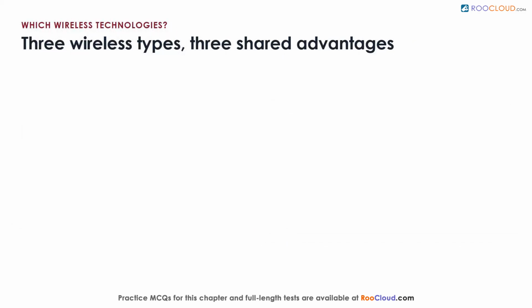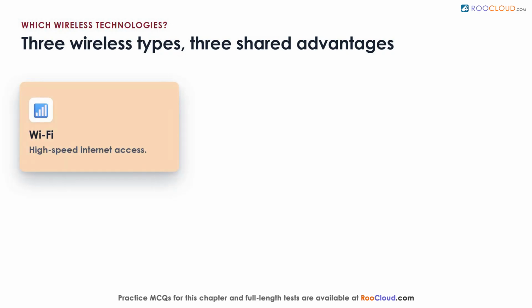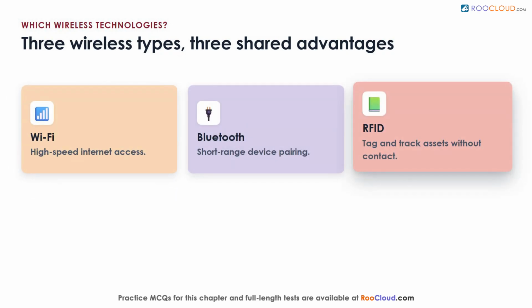So what about wireless technologies? Three show up most often. Wi-Fi delivers high-speed internet over radio waves. Bluetooth links nearby devices over short distances. And radio frequency identification tags objects so readers can track them.